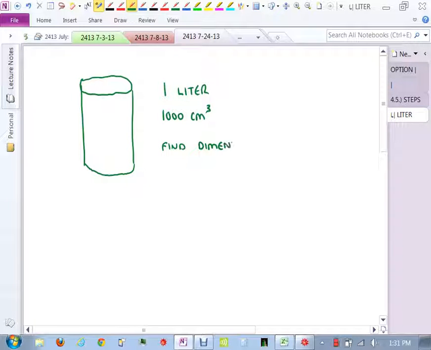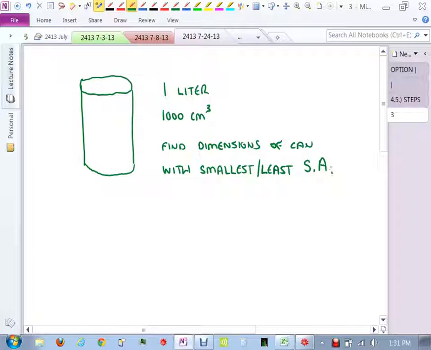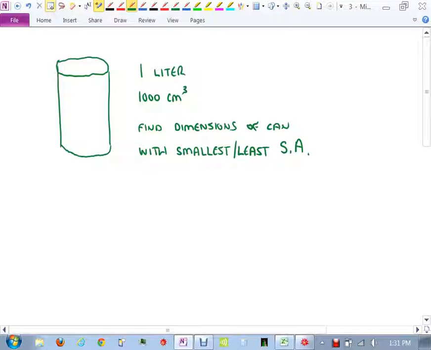dimensions of the can with smallest, or I should say the least, surface area. Why would anyone want to answer this question? Why would it be useful?